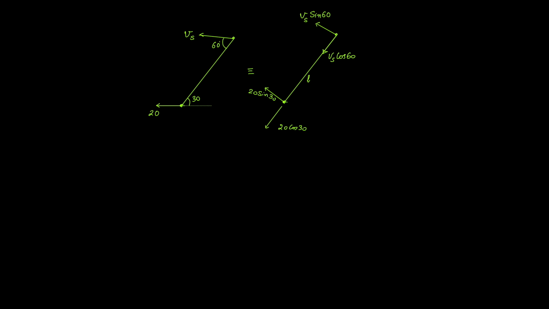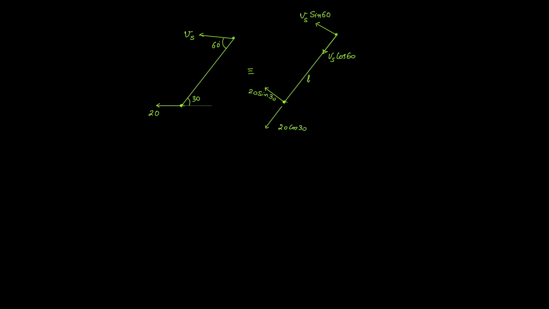Okay. So in this question, this is the rope. This end moves with the boat. It's having velocity 20 as given. This end is connected to the skier, which is moving with Vs, making an angle 60. Now we are resolving both these velocities along the rope and perpendicular to the rope. So the component of Vs along the rope will be Vs cos 60 and the perpendicular component will be Vs sin 60. Similarly, this velocity will have components 20 cos 30 and 20 sin 30.